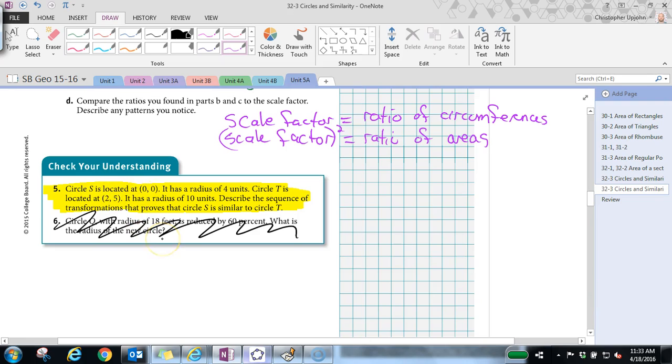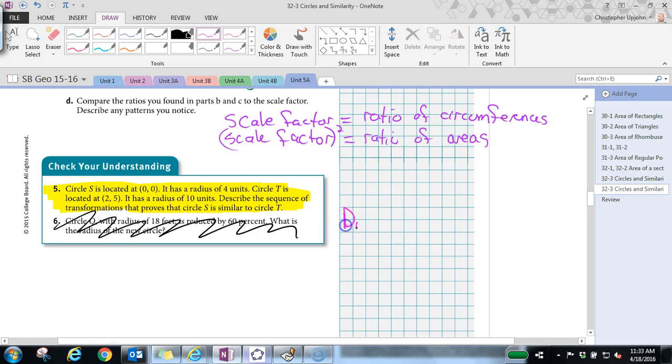Circle S is located at 0, 0, and it has a radius of 4 units. Circle T is located at 2, 5, and it has a radius of 10 units. Describe the sequence of transformations that prove that circle S is similar to circle T. Dilation, then a translation, or translation, then a dilation, doesn't matter.